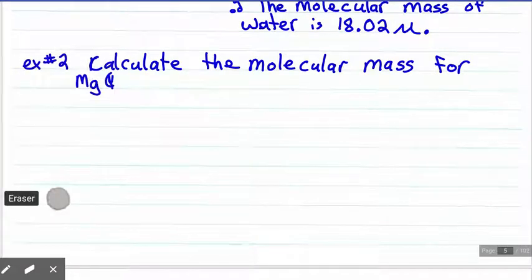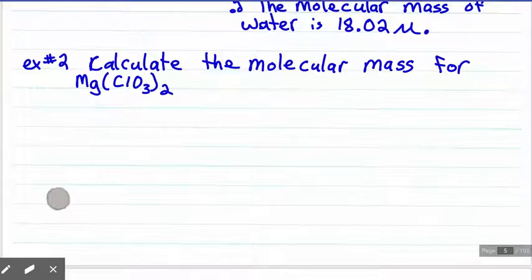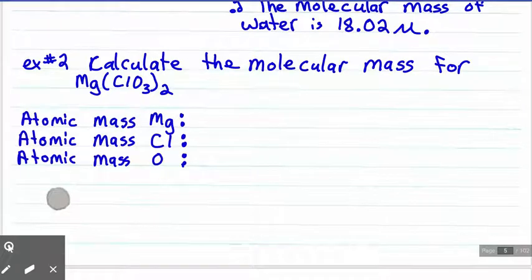Okay, let's get rid of this mess. We're going to calculate the molecular mass of magnesium chlorate, Mg(ClO3)2. Okay. So you have to find your givens. So you're going to go to your periodic table and you're going to find these numbers. You're going to find atomic mass of magnesium, chlorine, and oxygen. So hit pause and go find those.